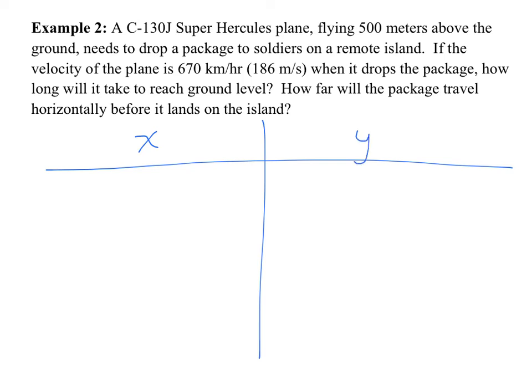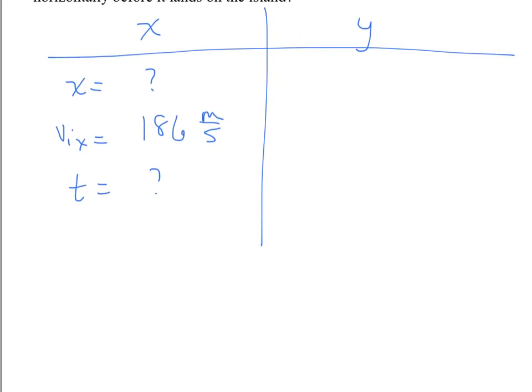So X is the unknown that we're trying to figure out: how far the plane should be away from the island, or how far the package would travel horizontally. We know the velocity of the plane this time, 186 meters per second. We don't know the time it takes, so we can't do much in the x direction right now for this problem, because we're missing those two variables. We're missing both of them, and this would be the equation we're going to use, but I don't know x and I don't know time, so it's not enough information.